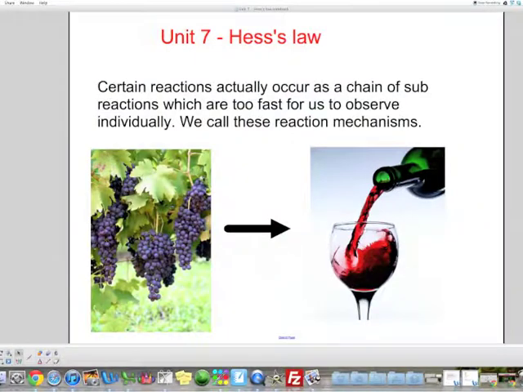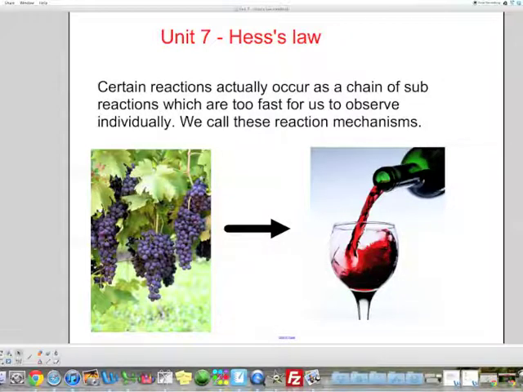Hey there, now we're about to start Unit 7, which is about Hess's Law. Basically, Hess's Law is a concept that talks about reactions that happen in several steps. We may call them mechanisms. I will define along the way how the whole concept works, but let's start with an example.